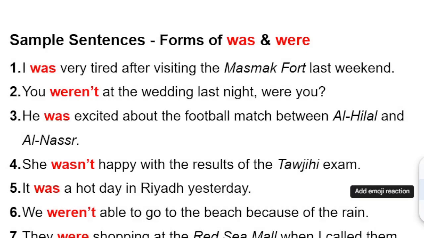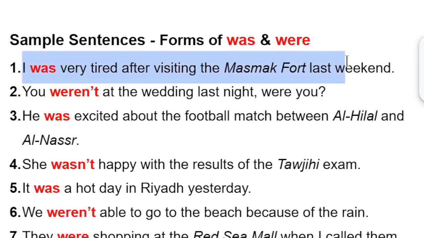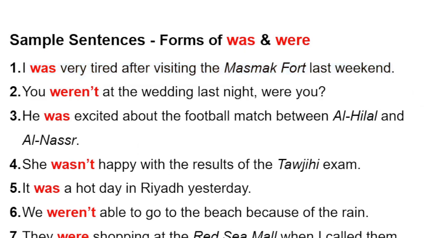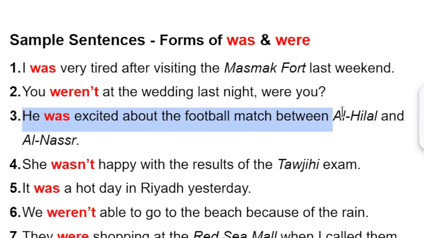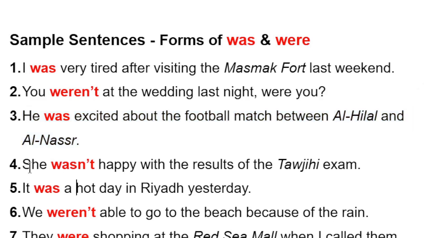Now I want you to pause the video and read with me, practicing the pronunciation of was and were in the following sentences. Number 1. I was very tired after visiting the Masmak Fort last week. 2. You weren't at the wedding last night, were you? 3. He was excited about the football match between Al Hilal and Al Nasr. 4. She wasn't very happy with the results of the Tawjih exam.